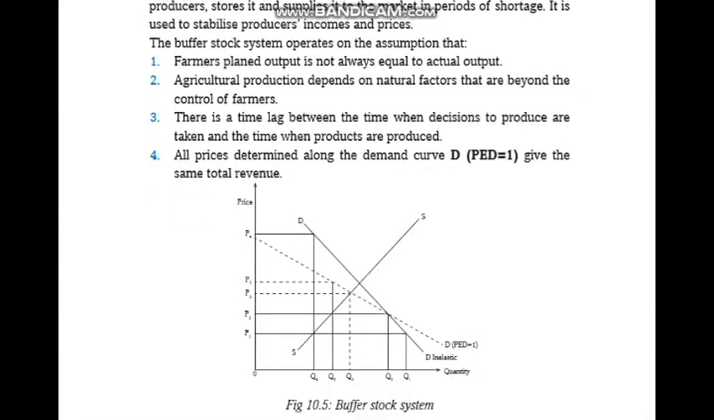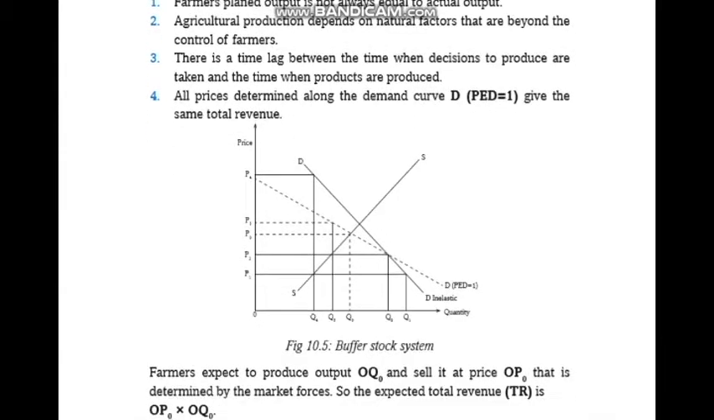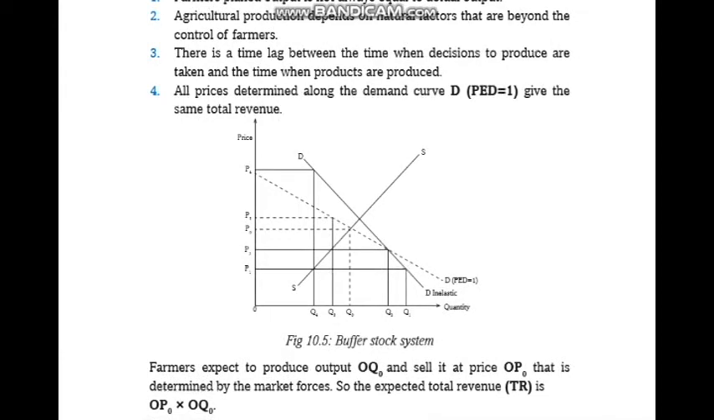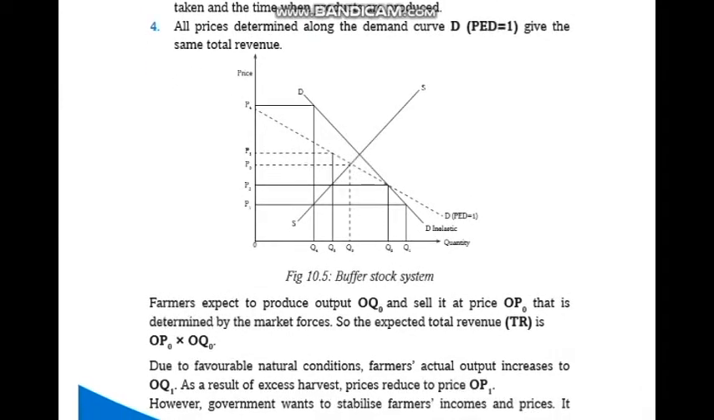The buffer stock system operates on the assumption that farmers' planned output is not always equal to actual output. Those are the assumptions of a buffer stock system. Agricultural production depends on natural factors that are beyond the control of farmers. There is a time lag between time when decisions to produce are taken and the time when products are produced.